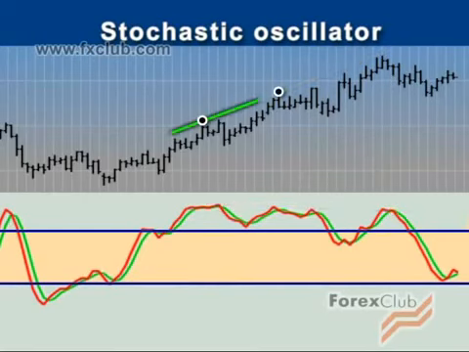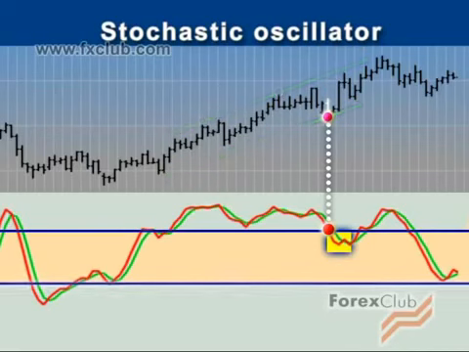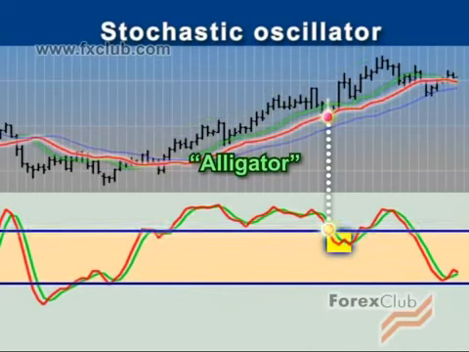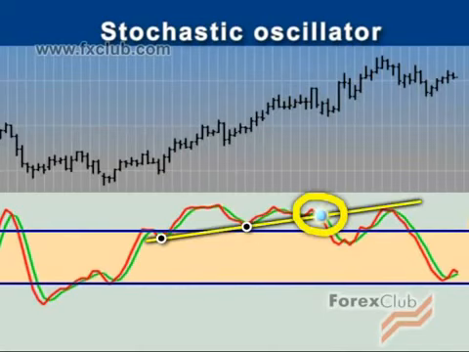Great help with filtering these signals can be had from the price support and channel line and from the alligator, both of which we discussed earlier. Take a look. Just like we did with RSI, a support line is drawn on the stochastic chart. After breakout, support becomes a resistance line and causes a divergence.